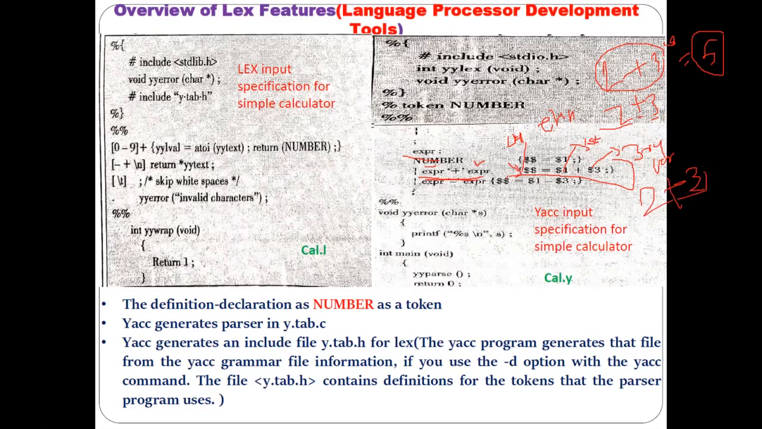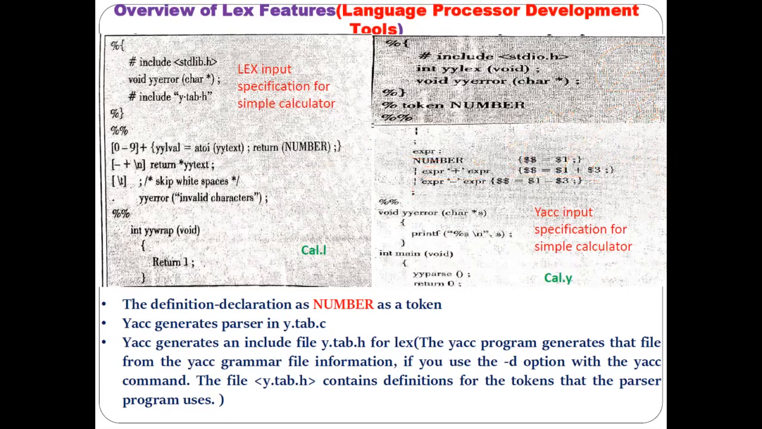Because here you are ending with the semicolon. You are ending it with the semicolon. Understood? So like that, you need to concentrate on this rule section and action part. You can see each of these parts is ended by the semicolon.